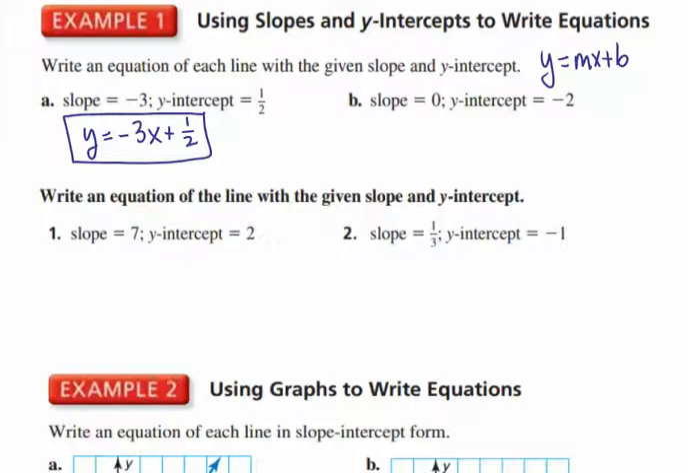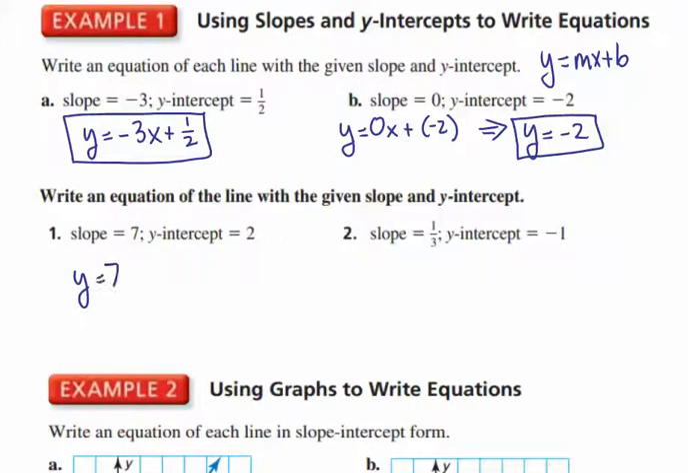In the second example, in letter B, we have a slope of 0. So we might write y is equal to 0x plus negative 2, but 0x is still 0. And we could simply write this equation as y is equal to negative 2. That would be the simplest form. It is a horizontal line. A horizontal line has a slope of 0, and every line that has a slope of 0 is a horizontal line.